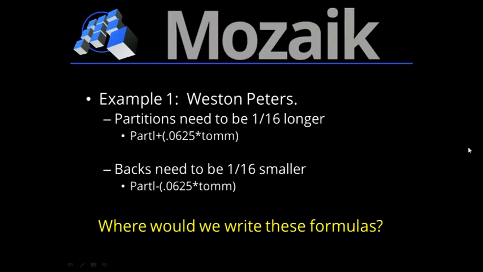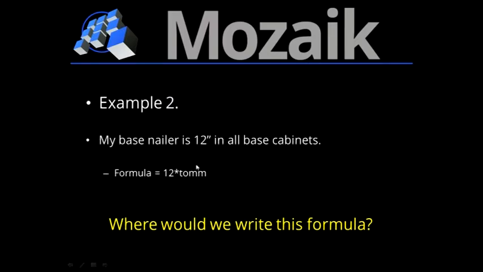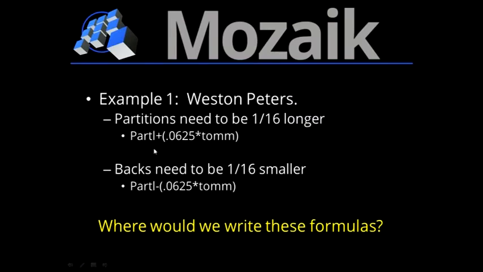All right, let's take a look at our first example that we actually want to do. This came to us from Weston Peters, posted on the forum. He wants to add a 1/16 of an inch to all of his partitions. So the simple equation to do that is to take 1/16 times our good friend Tom added to the length of the part. And of course the part type is partitions.